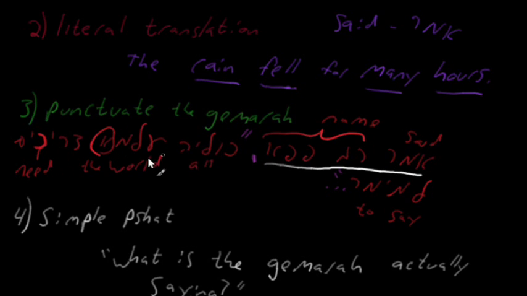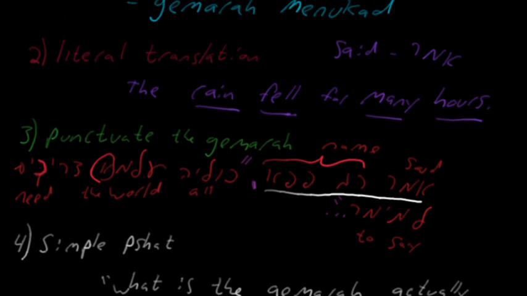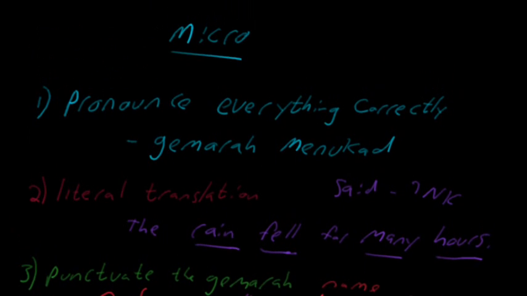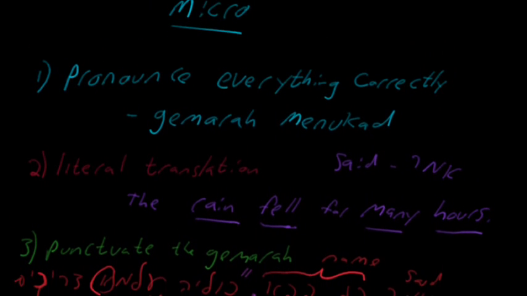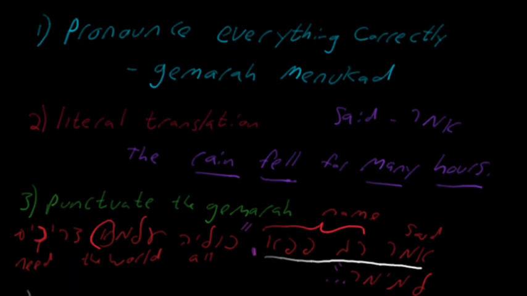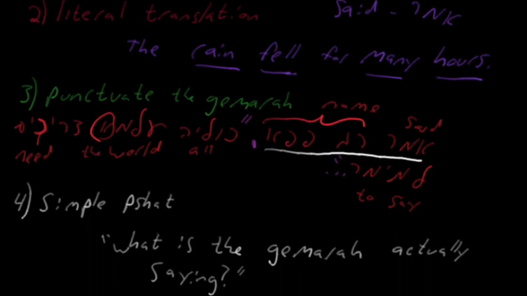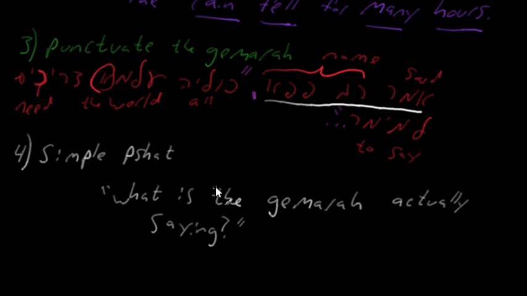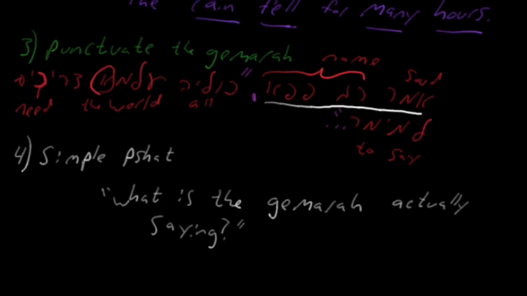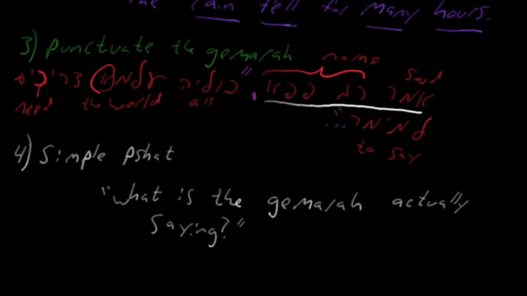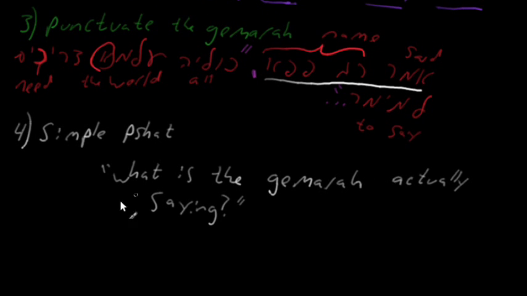The Gemara is saying that everybody, the whole world, needs to say something. That's all Rav Papa is saying. So with these 4 steps together, we can pronounce the words properly. Okay? We can translate each of the words. We can punctuate based on our translation, and we can figure out the semantic meaning of the actual piece of Gemara. Okay?